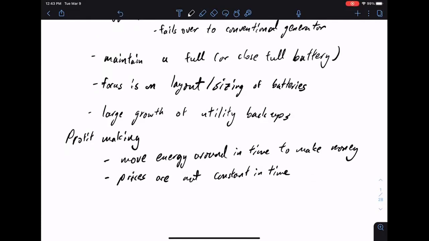So the idea is you charge your battery when the price is cheap, hopefully negative, and then discharge your battery when the price is very high. Then you make a lot of money out of this thing. So this is the operation. The sizing here is important, but a lot of times it depends on your budget: how big a battery can you afford in the system? And here the operation matters more.